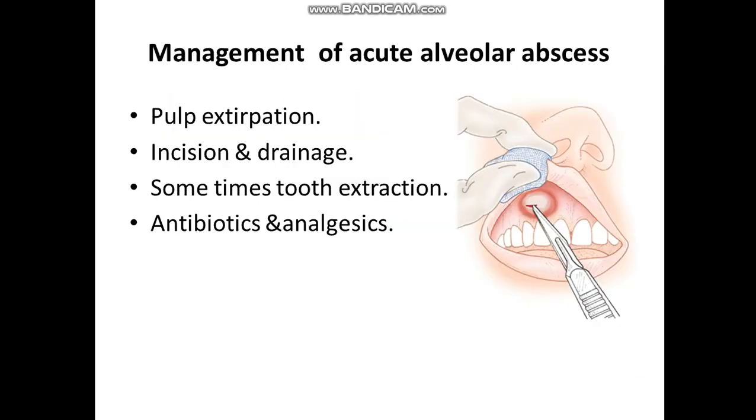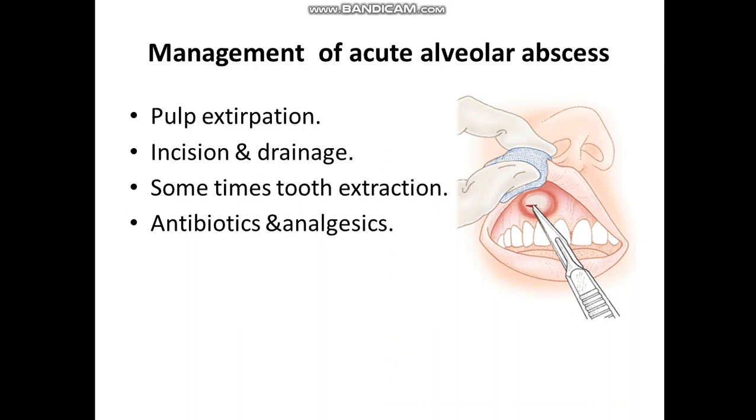Management of acute alveolar abscess is either by pulp extirpation, especially in case of acute apical periodontitis. The pulp should be extirpated, and the canal should be opened with access opening. This is to release the pressure within the root canal, and sometimes the pain may be relieved. Also incision and drainage, in case there is an abscess within the soft tissue.